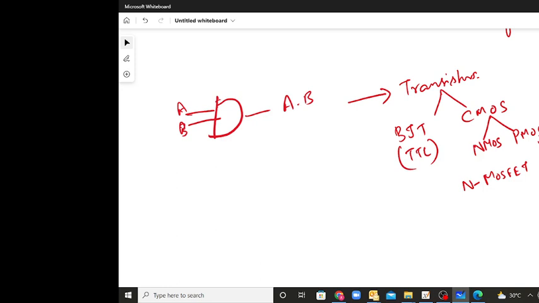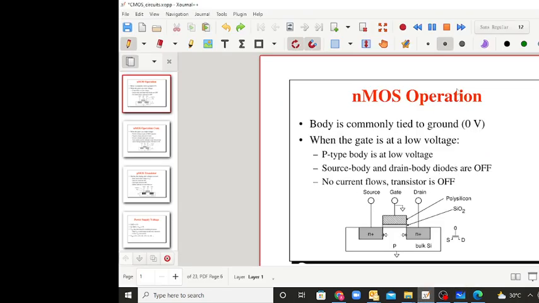This is a gate level circuit, but inside that you have a transistor level circuit. Very quickly we'll see how these basic gates and some Boolean expressions are implemented in CMOS logic. For that you need to know the NMOS operation and NMOS structure.